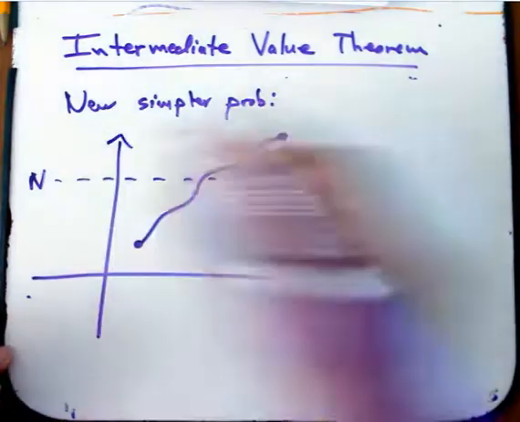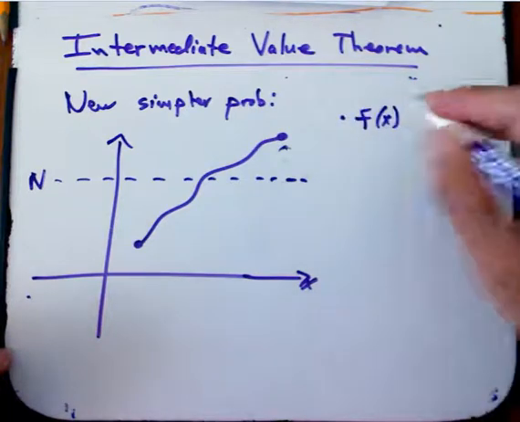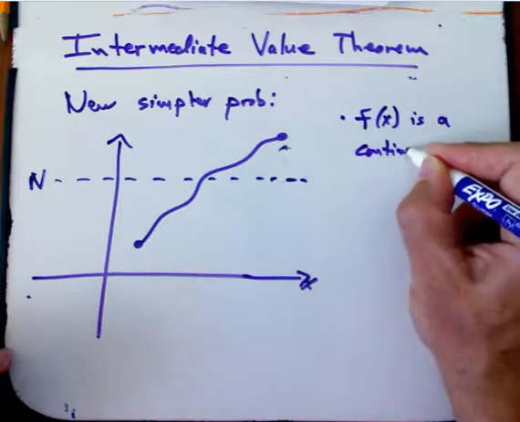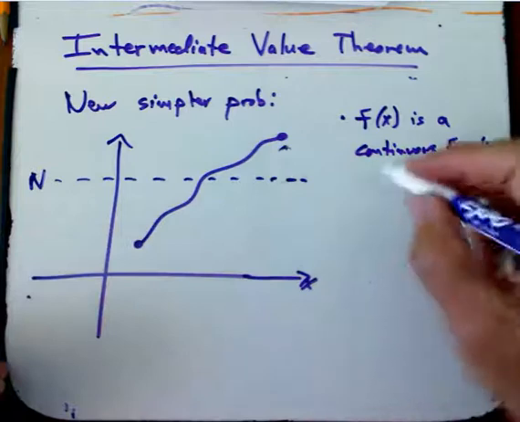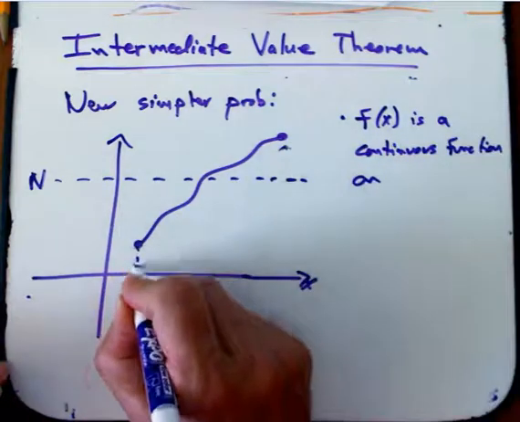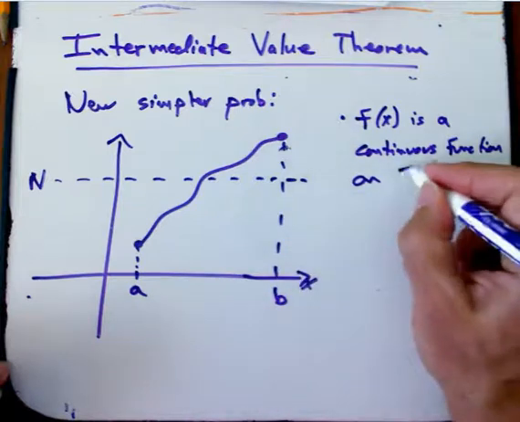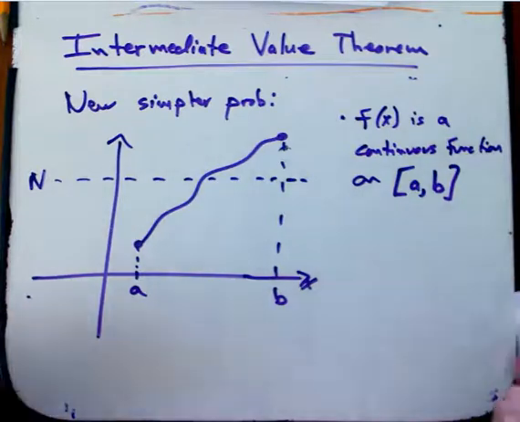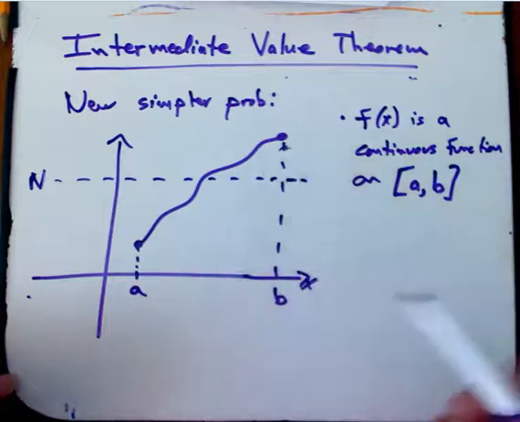is we have f of x, that's a continuous function, and it doesn't necessarily have to be continuous everywhere, it just has to be continuous on the region we're interested in. So let's say we are analyzing it from x equals a to x equals b, so that's, let's say, on the closed interval a, b, including the endpoints, that's important.